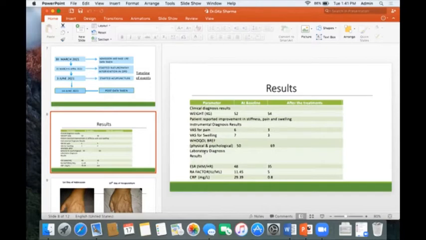Then we assessed her quality of life questionnaire, and there we could see the changes that she had. Her physical and psychological impact was 50 as a rating at baseline, and it improved to 69. Her ESR lab investigation was 48, and it came back to 35. RA factor was 11.45, and it came to 5. And the remarkable change was in the CRP, that was 29.39, and it came to 0.8.